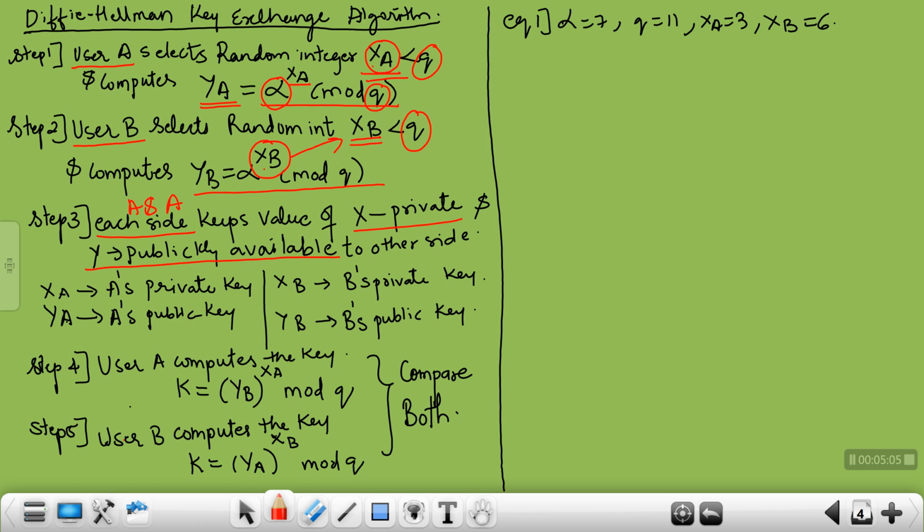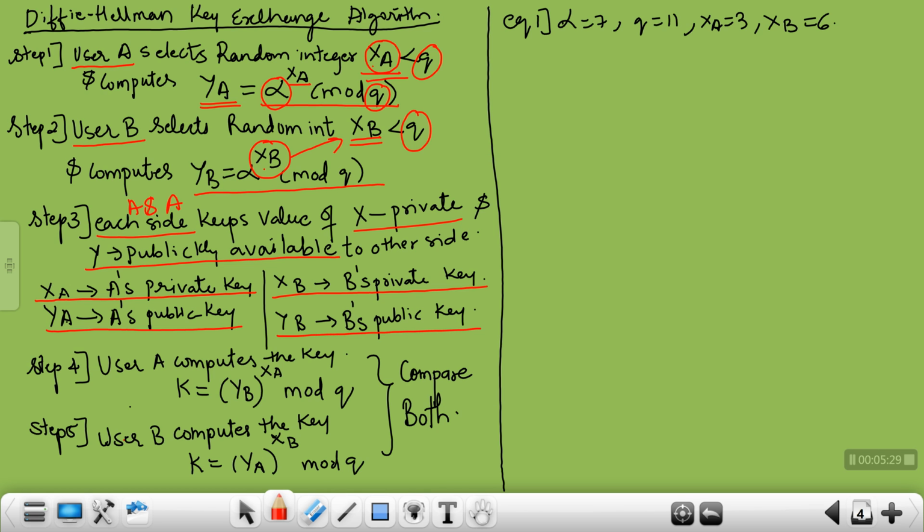So that public values are known. For example, the public key of A is known to B and the public key of B is known to A. In general they are public in nature. So that is what I have written. XA is A's private key and YA is A's public key. Similarly, XB is B's private key and YB will be B's public key.